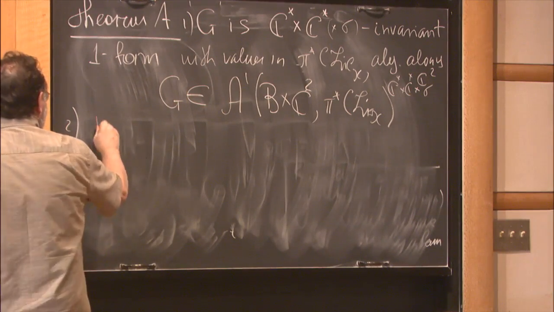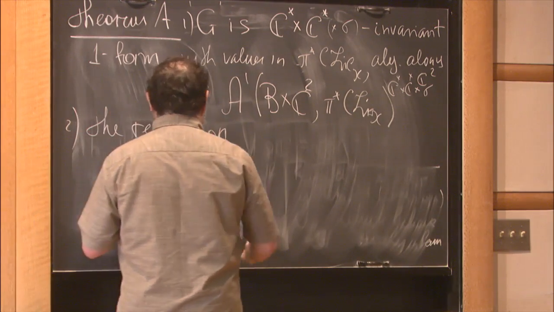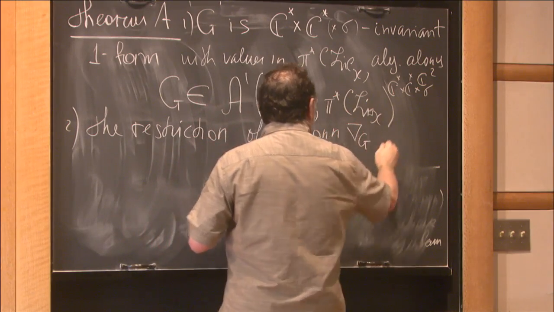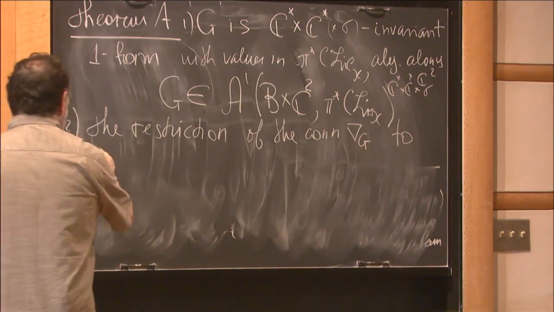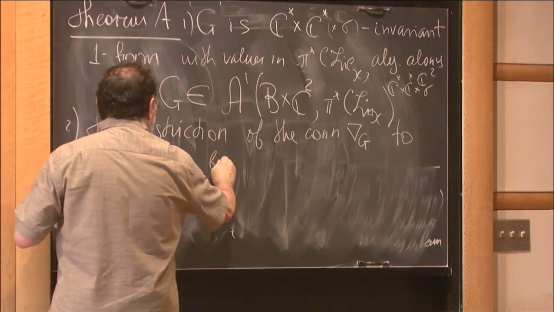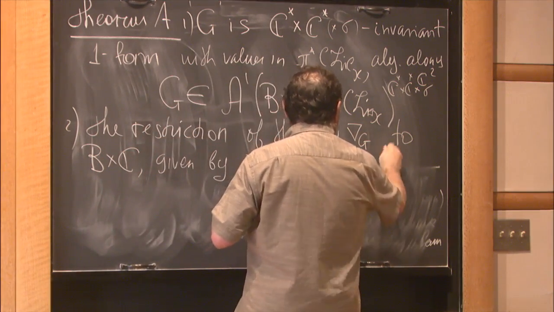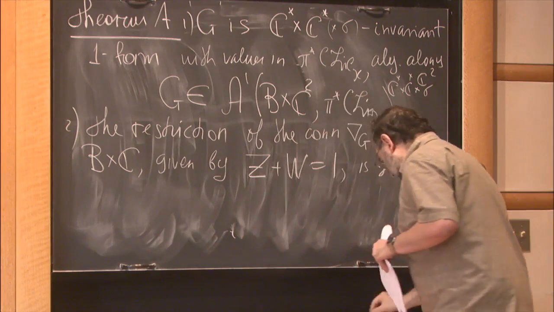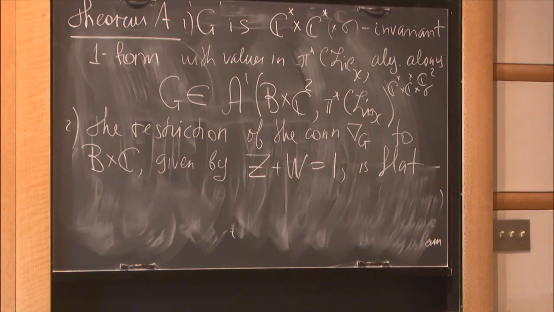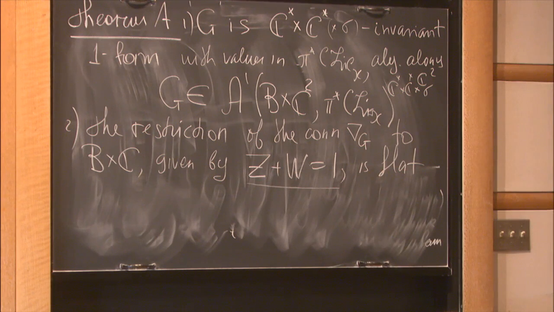And now comes the main point. The main point is that the restriction of the connection nabla G to B cross C, given by the equation z plus w equals 1, is flat. So I'm going to construct a connection, and this connection is flat when it's restricted to this line in the C square plane. Okay?